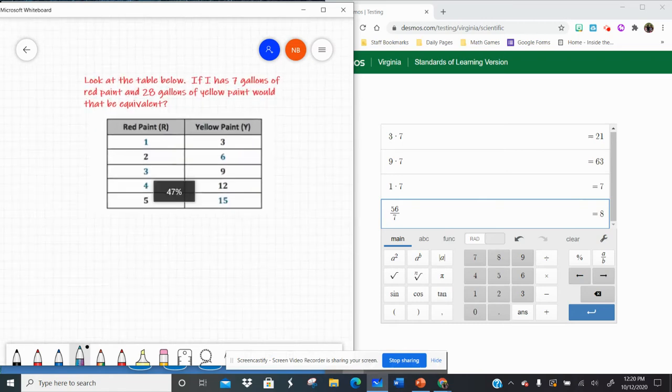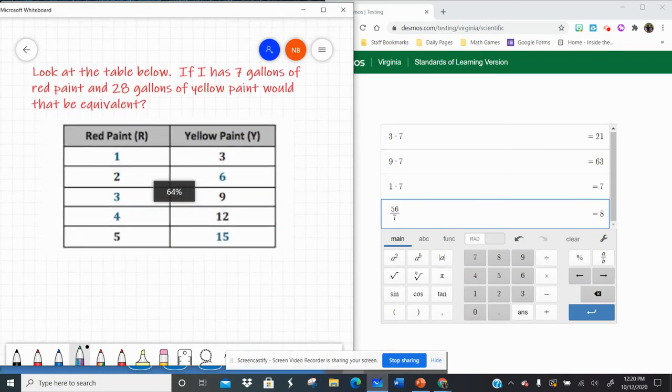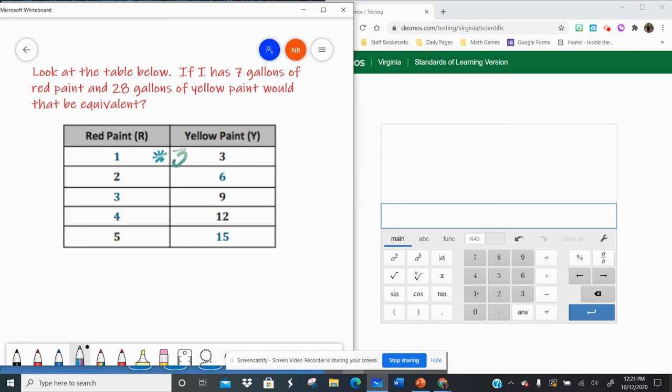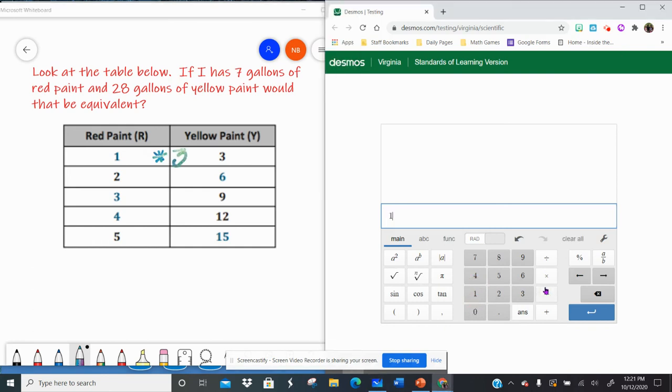If I look at this second example, it says, look at the table below. If I have 7 gallons of red paint and 28 gallons of yellow paint, would that be equivalent to these numbers on the table? First things first, we have to find the rule. Now, this one's kind of obvious. 1 times 3 is 3, 2 times 3 is 6, 3 times 3 is 9. I'm going to check all those to make sure that my rule is times 3. So you just have a calculator.